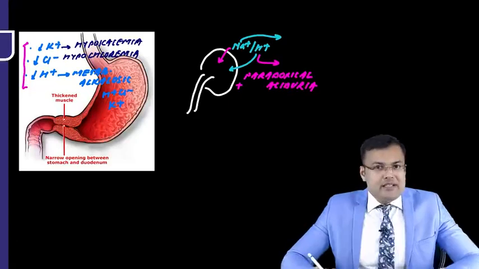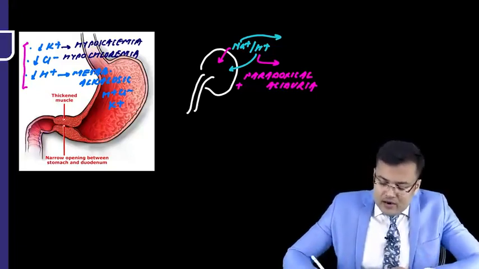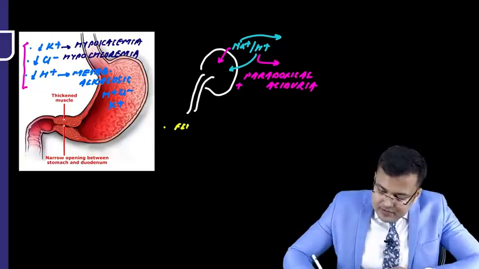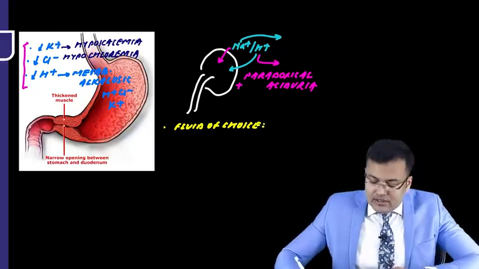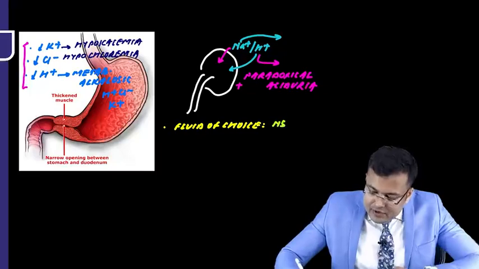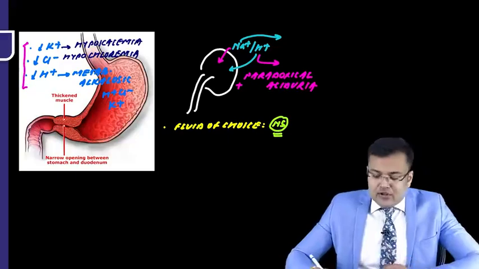So it's a medical emergency. That's why first we have to resuscitate the patient. Fluid resuscitation should be started. We have to correct the dyselectrolytemia. You tell me, what is the fluid of choice? In gastric outlet obstruction as well as in hypertrophic pyloric stenosis, you have to remember the fluid of choice is normal saline.